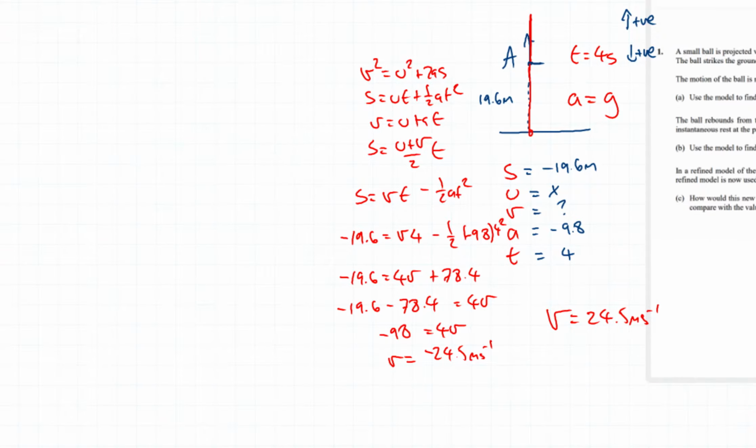Again, to show you the numbers if you did it the other way, so if you took downwards as positive, this time you would have s equals 19.6. U, you don't know and you don't care for this question. V is a question mark. A this time will be positive because we're going down, and t equals 4. And again, you would use the same equation. This time instead of a negative, you would get a positive answer of v is 24.5.